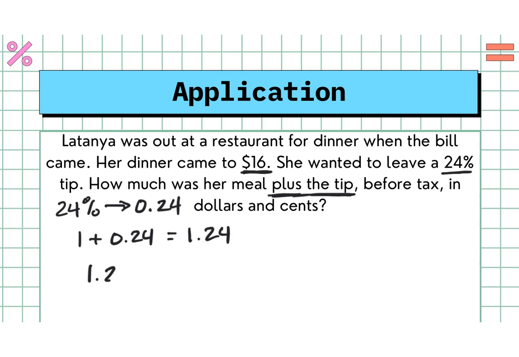So 1.24 times 16, which my calculator tells me is 19.84. Now, since I have 2 numbers after the decimal, I'm all good with my dollars and cents. So our total bill with the meal and the tip is $19.84. You are now all good to do the medium level questions over on Delta Math, so head on over there.